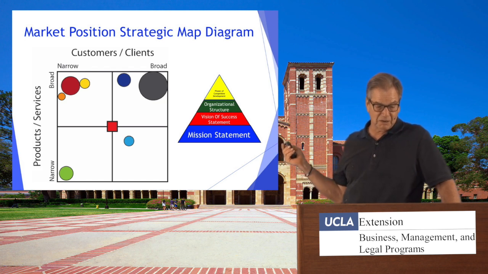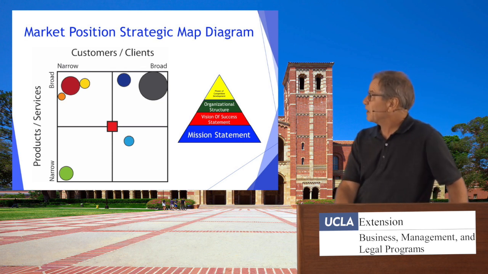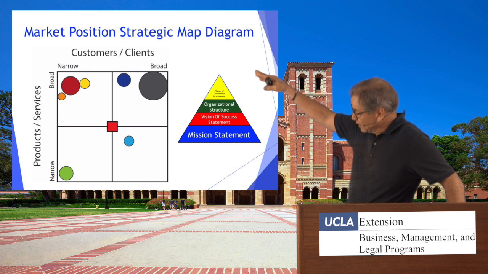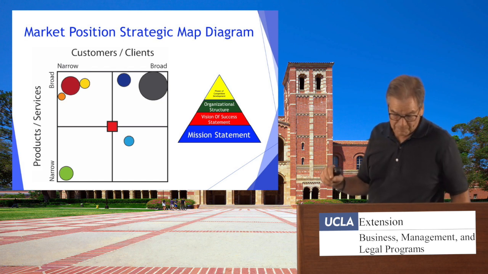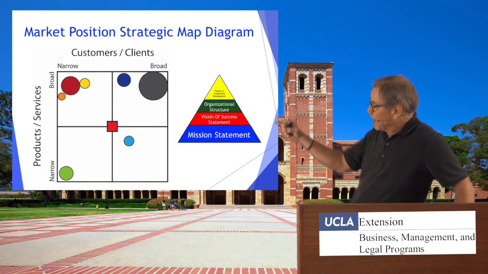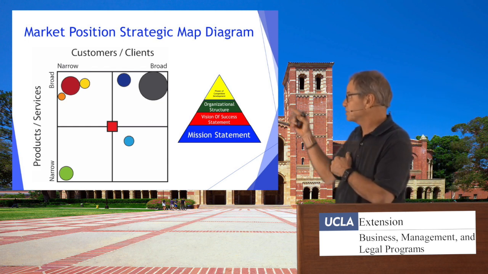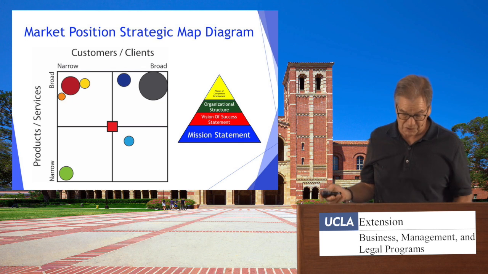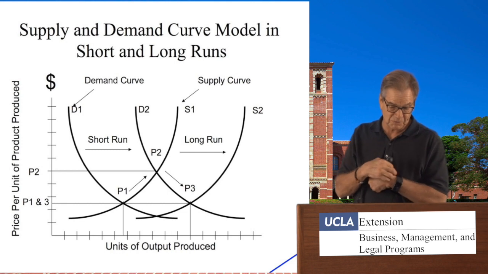And then next is a market position or strategic map diagram, which profiles the mission statement. This is another way of showing your market position in terms of product services, broad to narrow, customers and clients, broad to narrow, and where you are located in here symbolizes market share. Know that businesses that gravitate to the outer perimeter of the strategic map diagram are overwhelmingly more successful than businesses that gravitate towards the center, because those businesses are trying to be all products and services to all customers. Again, this is understanding the supply and demand model in terms of understanding your market position.